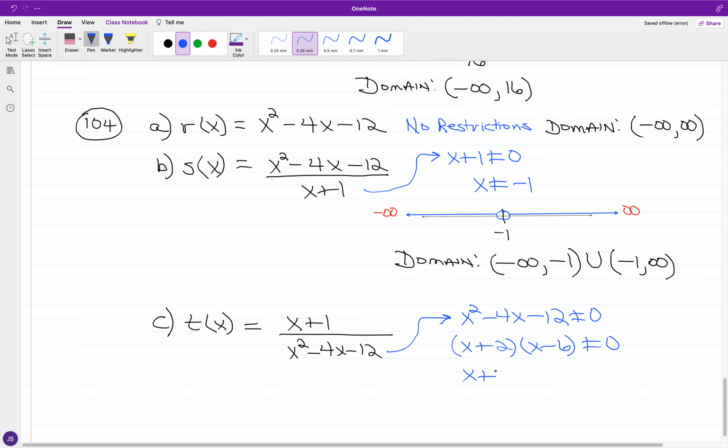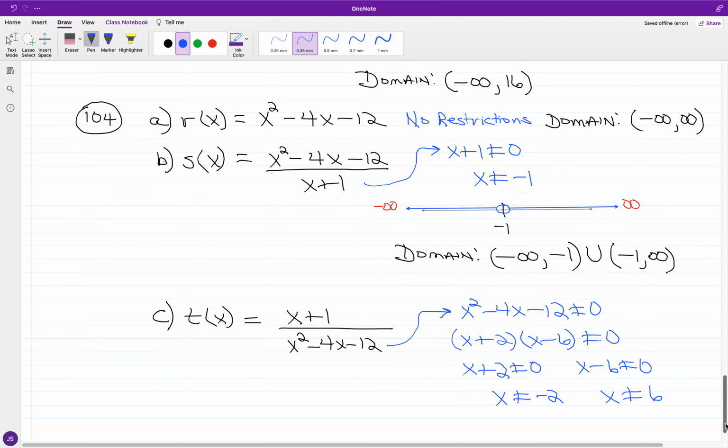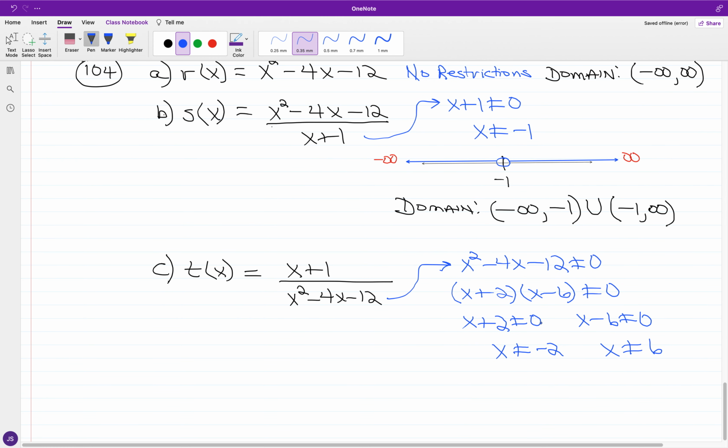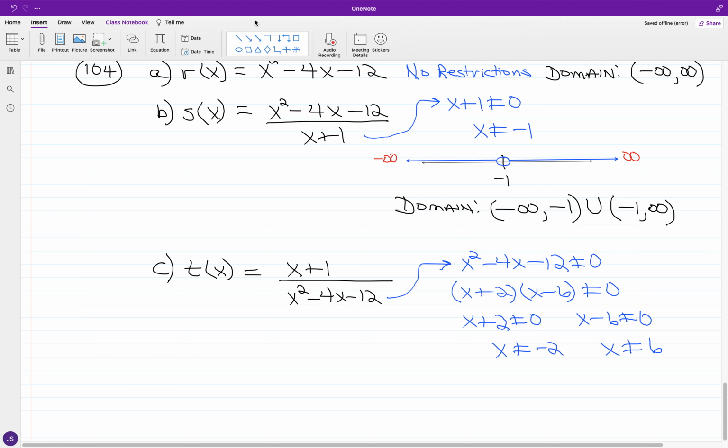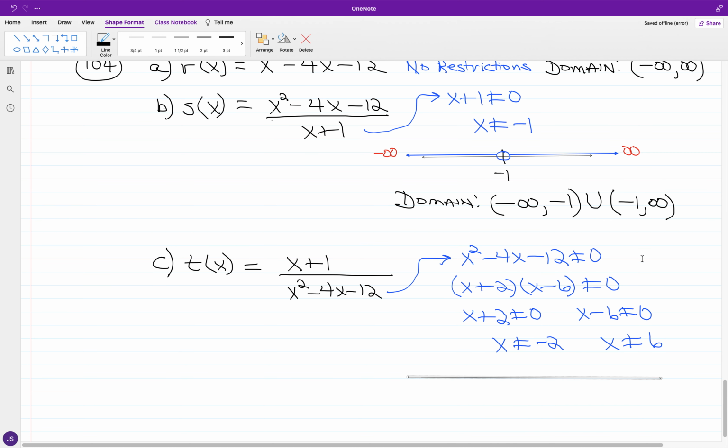So for x plus 2, if this cannot be 0, well, x cannot be -2. And if x minus 6 cannot be equal to 0, well, x cannot be equal to 6. So we have two exclusions from the domain. And what's going to happen here? Notice before in part B there was one exclusion, and the domain of s of x had two separate interval sections. Well, guess what? We're adding an exclusion, and we'll also be adding a subinterval section. So going from 2 subintervals to 3.